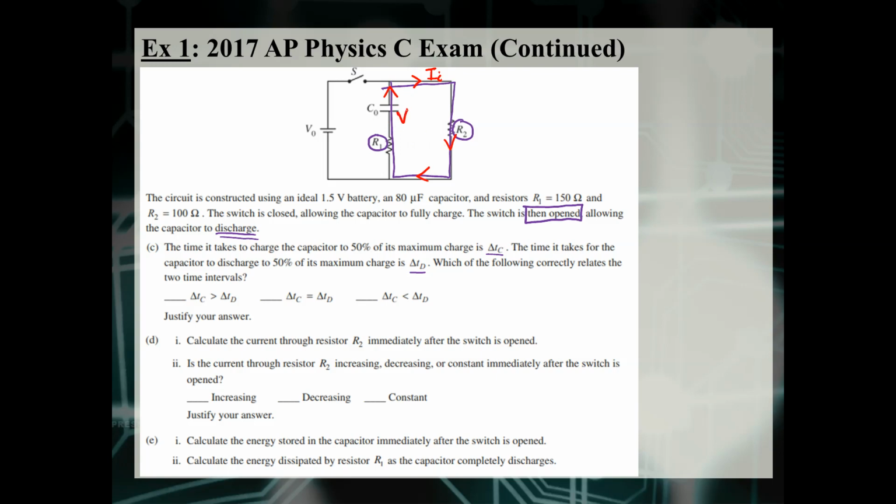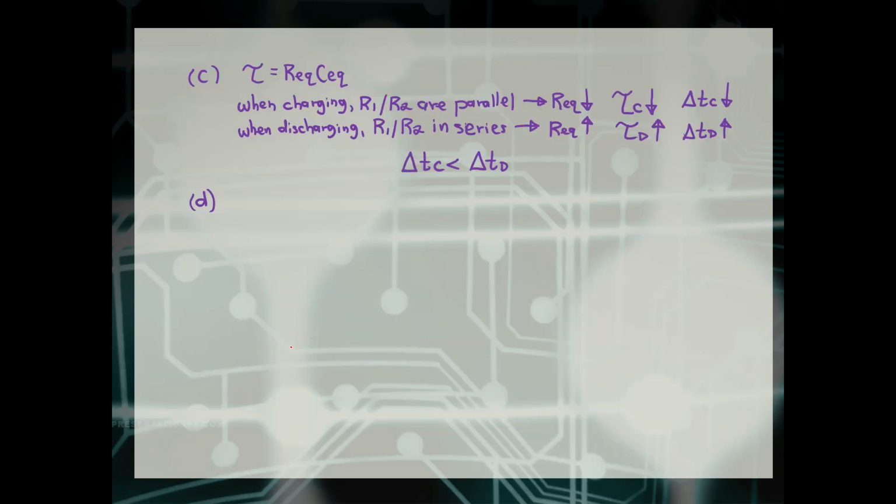So we'll say this is VC. We'll say this is VR1. And we'll say this is VR2. We'll apply the loop rule through that right branch. Okay, so let's apply Kirchhoff's voltage rule.